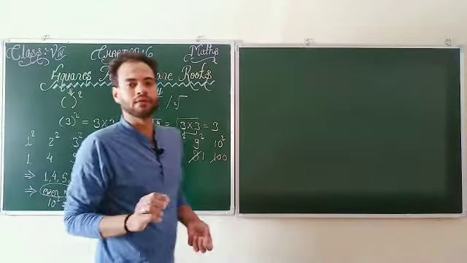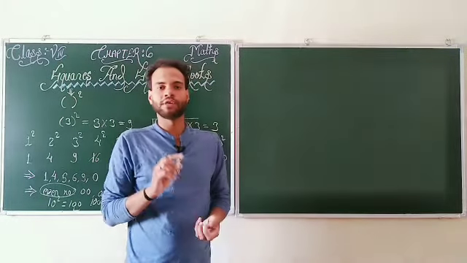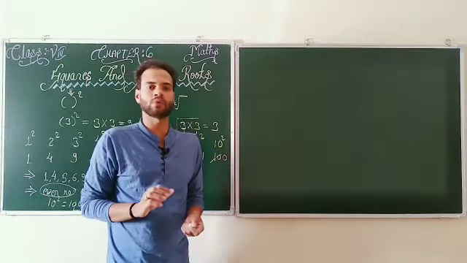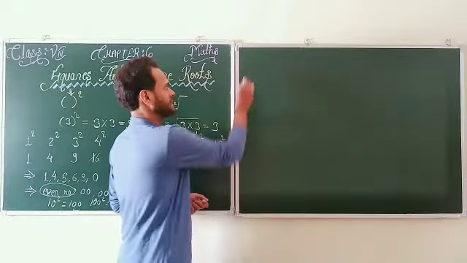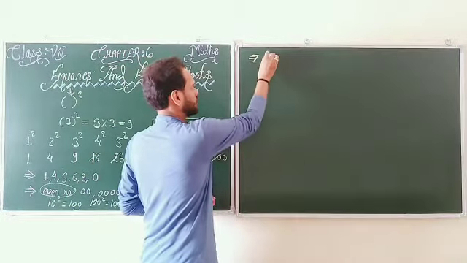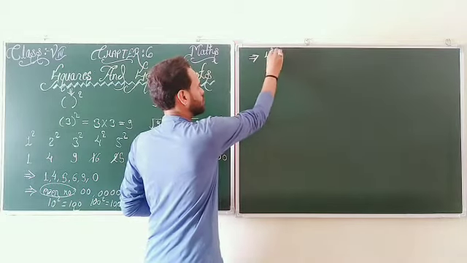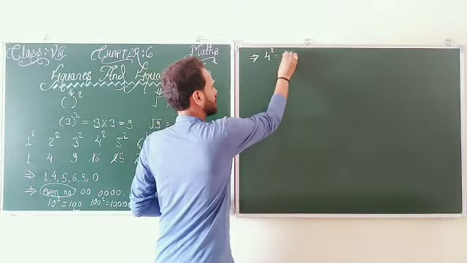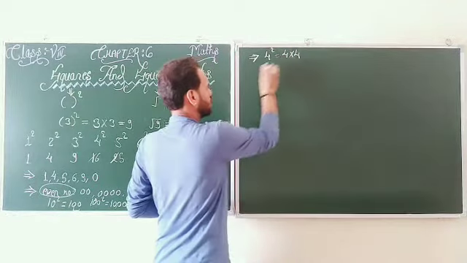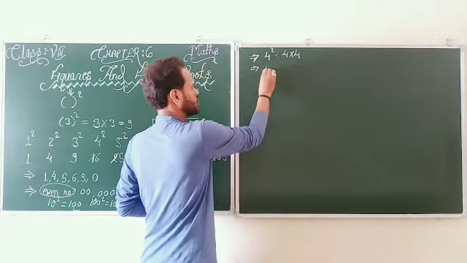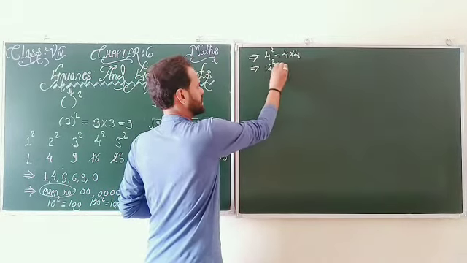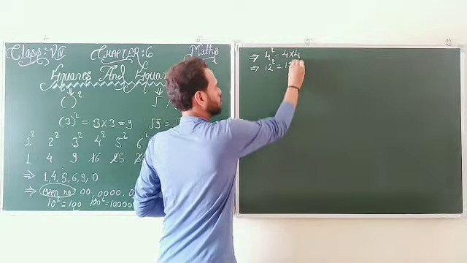In this chapter we will learn different methods of finding square and square root. One simple way is multiplying the number by itself. Like to find the square of 4, we see 4 into 4. Or if they ask to find the square of 12, we just multiply 12 into 12.